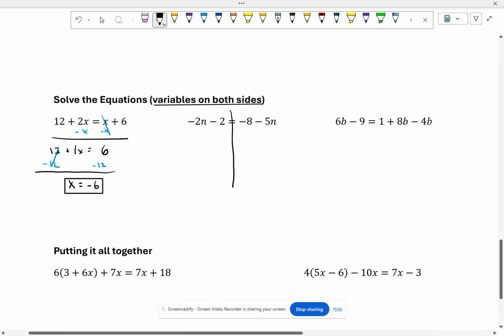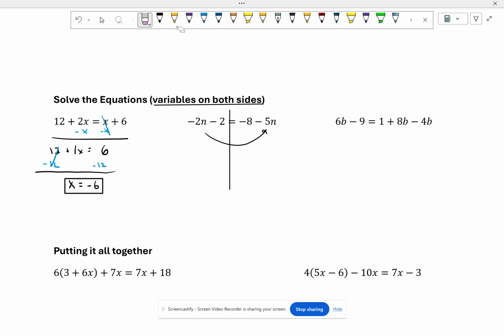So same idea here. If I split this into two pieces, there is an n on both sides. I want to get them all to one side. So I can always bring this term to the other side, or I can bring the minus 5n to the other side. I always like to bring the smaller n to the side of the bigger n. It just allows me to deal with less negatives.